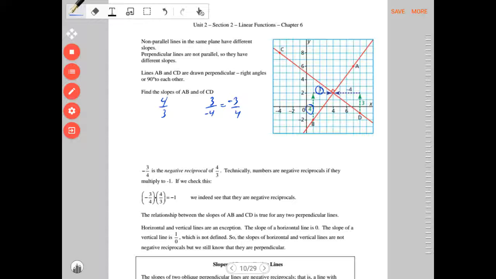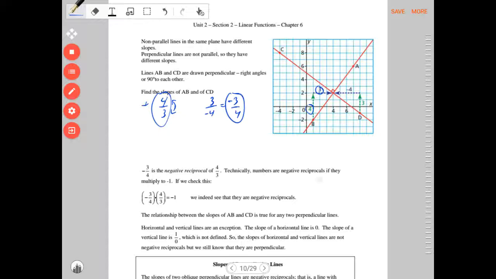Okay, well, look at these slopes. There's definitely some patterns going on here. Do you notice how the two fractions are just flipped? And look, this AB is positive and CD is negative. If you have a look at the numbers, negative 3/4 is the negative reciprocal of 4/3.